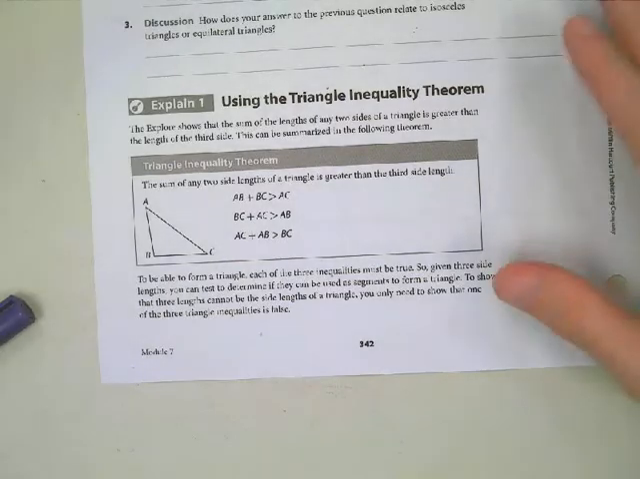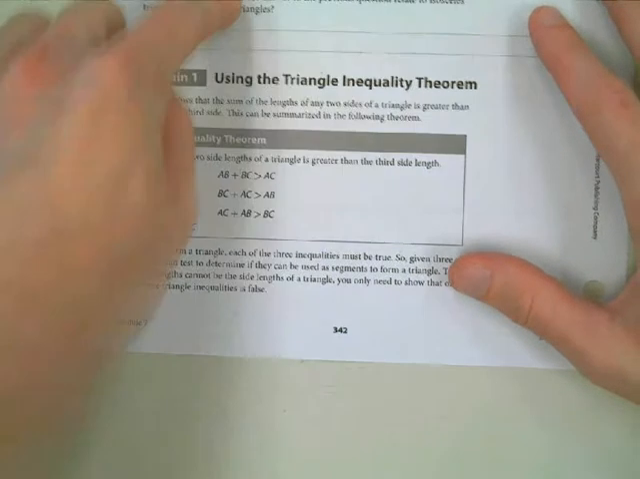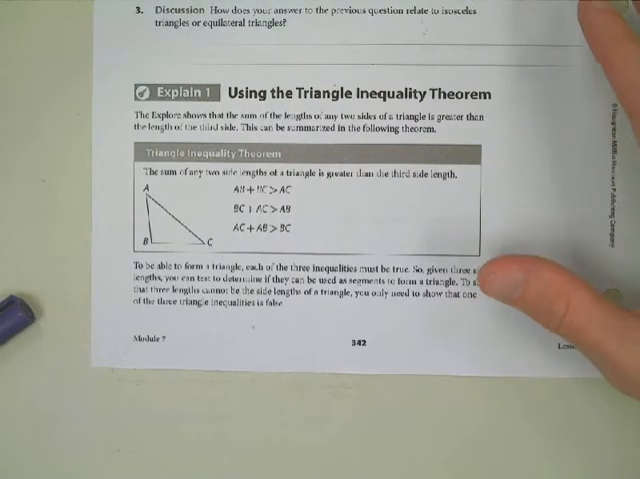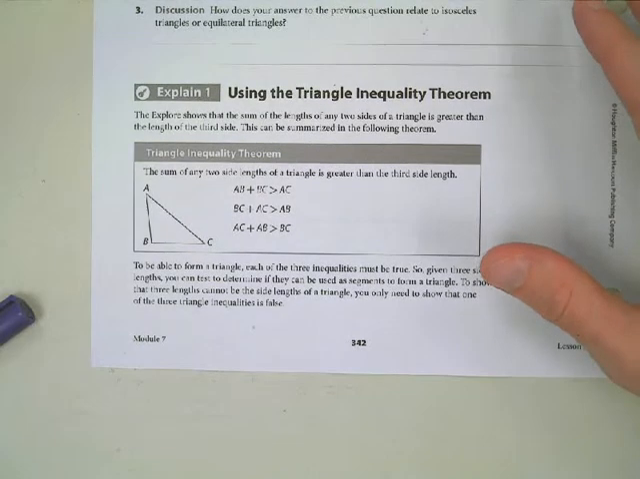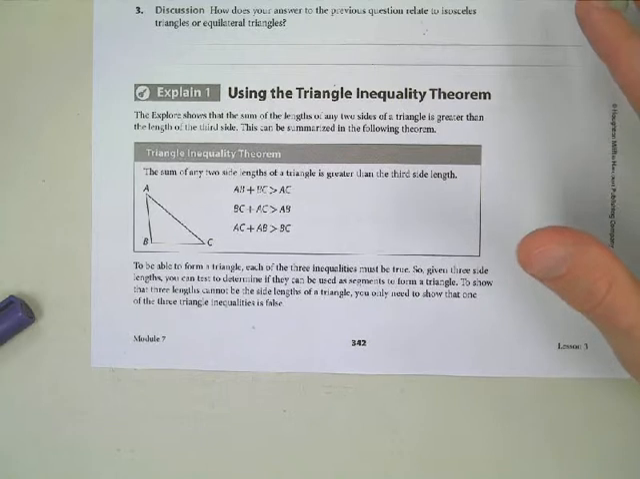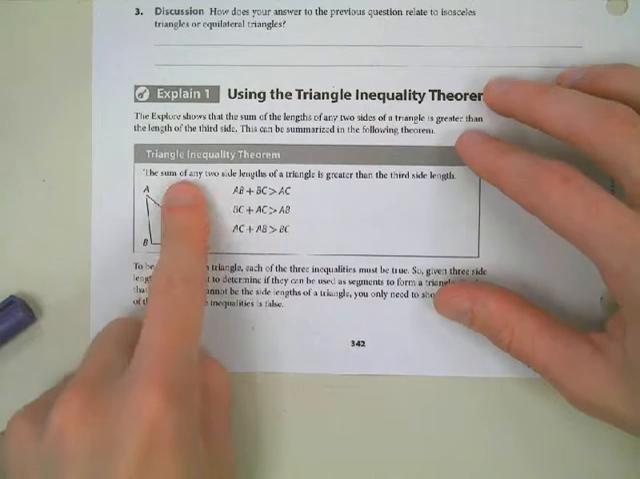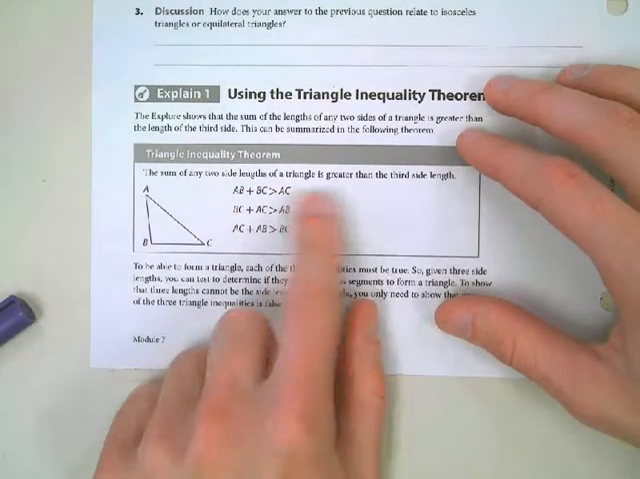Okay, so this references the exploration that the book had you do, but I'll reference our little activity. We basically figured out that the sum of the lengths of the two smaller sides of a triangle has to add to be greater than the third side. But that's actually true in general. The sum of any two side lengths of a triangle must be greater than the third side.